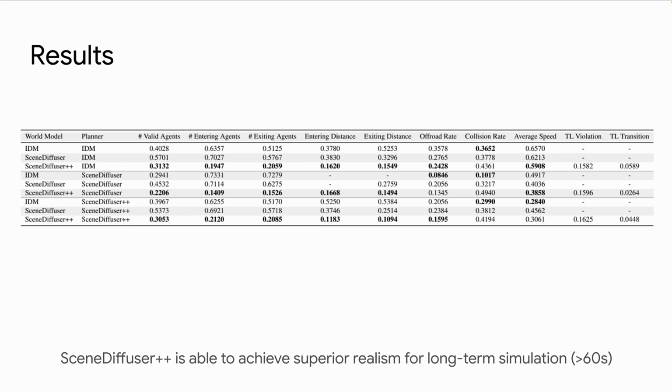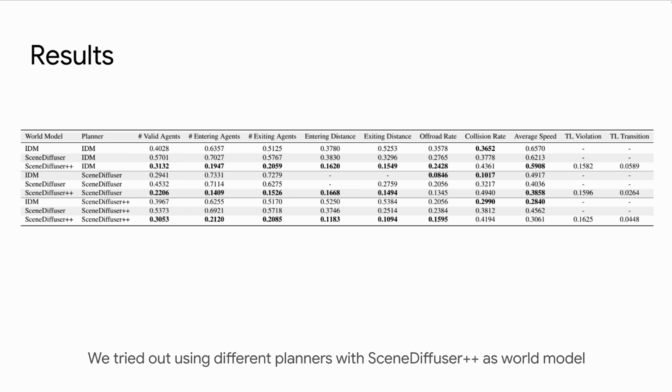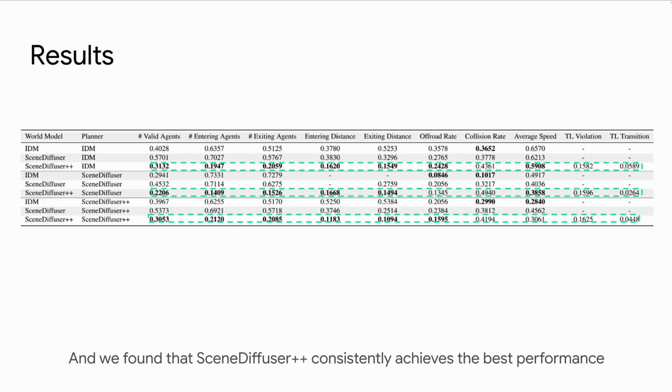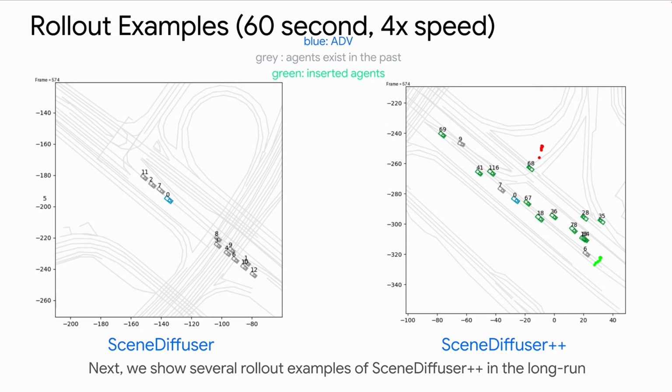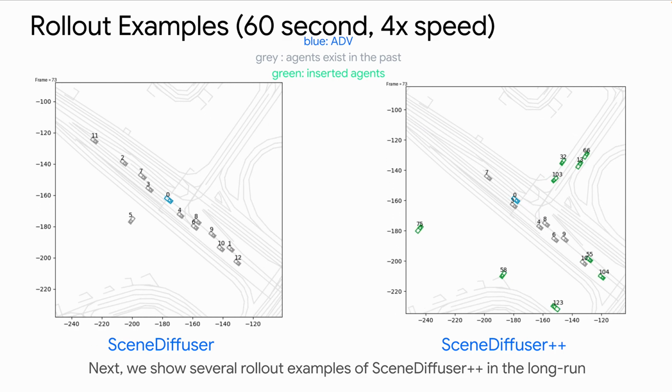SceneDiffuser++ is able to achieve superior realism for long-term simulation, which is above 60 seconds. We tried out different planners with SceneDiffuser++ as the world model, and we found that SceneDiffuser++ consistently achieves the best performance. Next, we show several rollout examples of SceneDiffuser++ in the long run.